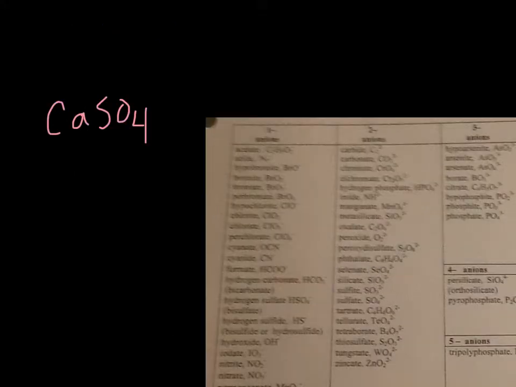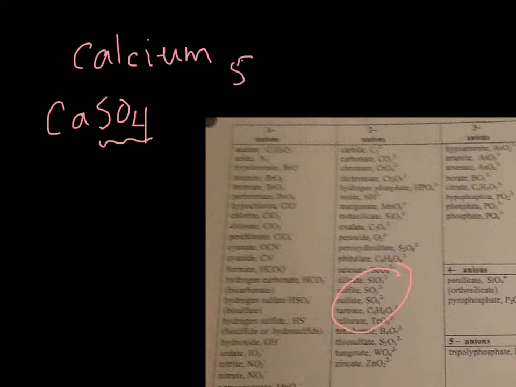This is CaSO4. If you look up Ca, it's going to say calcium. It's not a variable charge because it's always a 2+. Then you look up SO4, and it's going to tell you, if you find it way over here, that it is sulfate. So it's calcium sulfate.